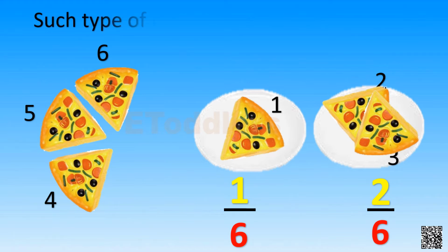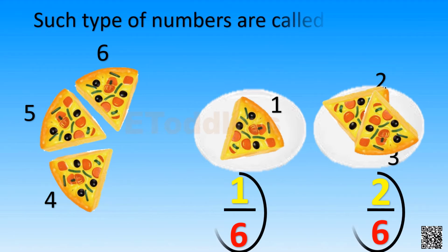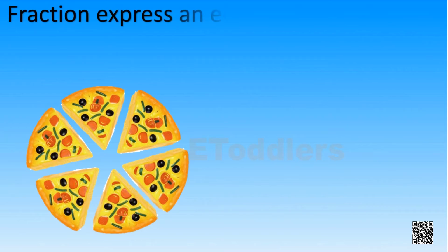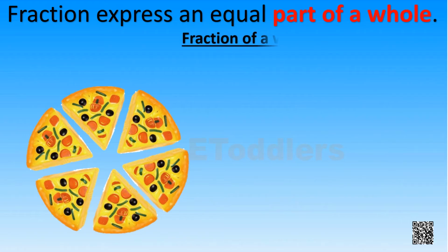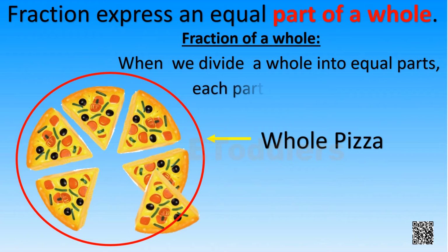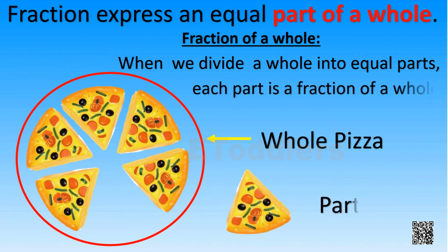Such type of numbers are called fractions. Now tell me, what is a fraction? Yes, a fraction expresses an equal part of a whole or collection. Fraction of a whole means when we divide a whole into equal parts, each part is a fraction of a whole.